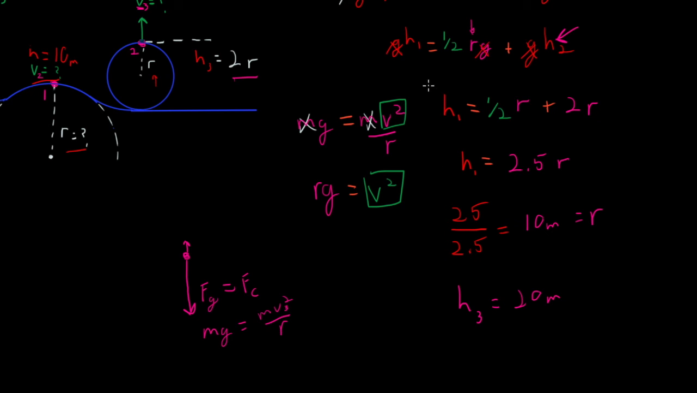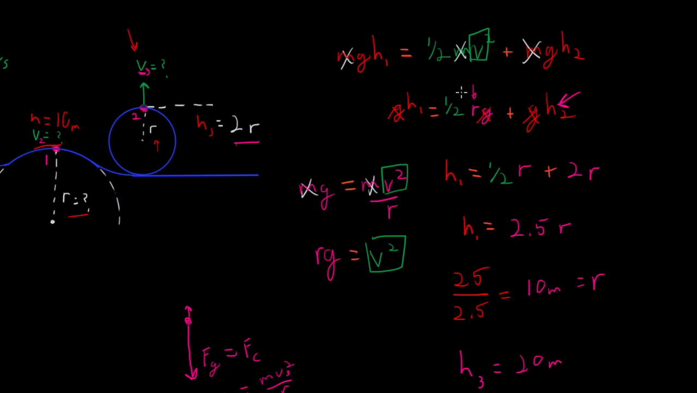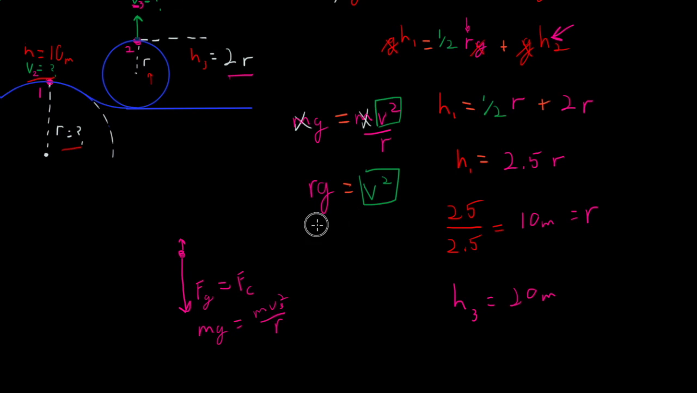I can now also plug this back in and solve for my velocity. And let's actually do that. Let's do that right here because that'll be the easiest spot. Because that's going to be 10 times 9.8, take the square root, and that'll give us v. And so my velocity becomes 9.9 meters per second.